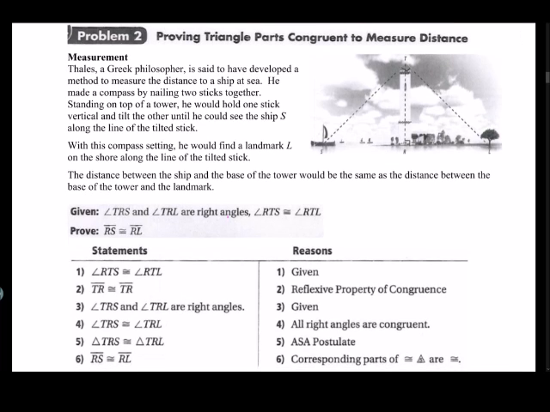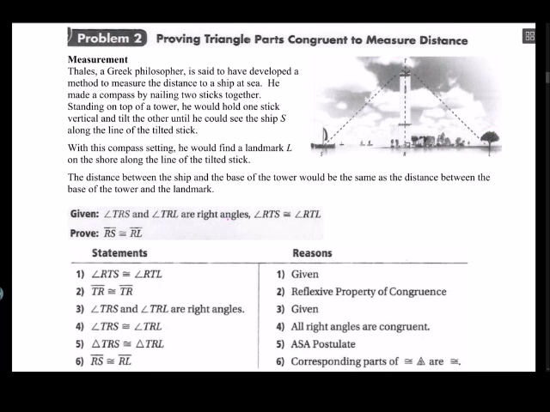So let's look at an example here. Thales was a Greek philosopher, and he wanted to figure out how to measure the distance of a ship that was out in the bay. And so he got up on his tower here, which very neatly is perpendicular to the ground, and he built himself a compass. He just nailed two sticks together, and he stood up here and he held one of the sticks vertical, and then he looked down the other stick and moved it out until he could see the ship.